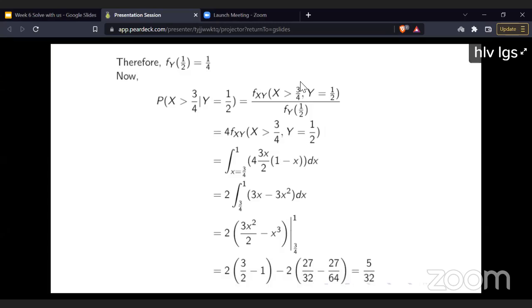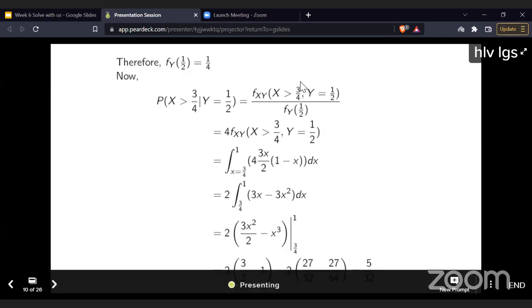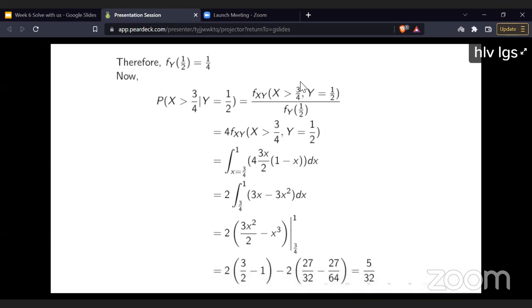So you have explained up to the equation for P of x greater than 3 by 4. Look at the third step here: it is 4 times 3x by 2, 1 minus x dx. Now you have to integrate this function with respect to x, where x varies from 3 by 4 to 1, because we have to find the probability of x greater than 3 by 4. Here y equals 1 by 2, which we put in the equation fxy. That's why it is 3x by 2, 1 minus x, and this 4 is coming from Fy of 1 by 2.